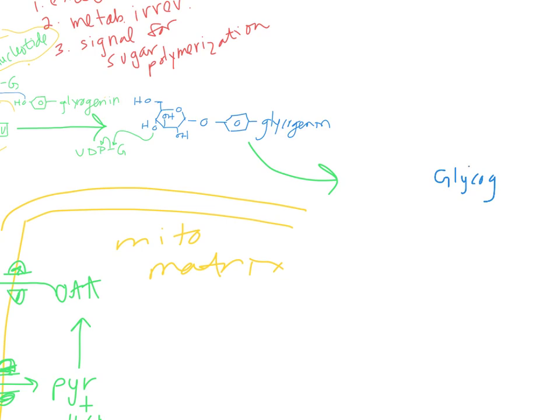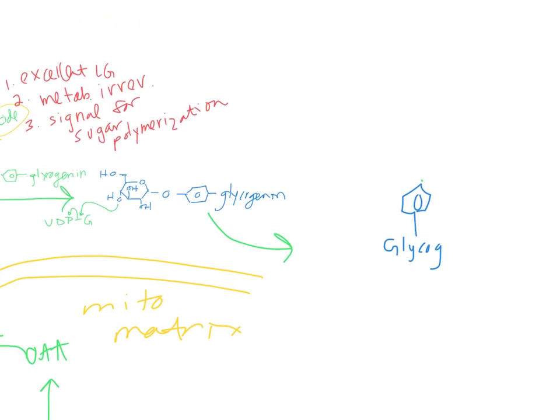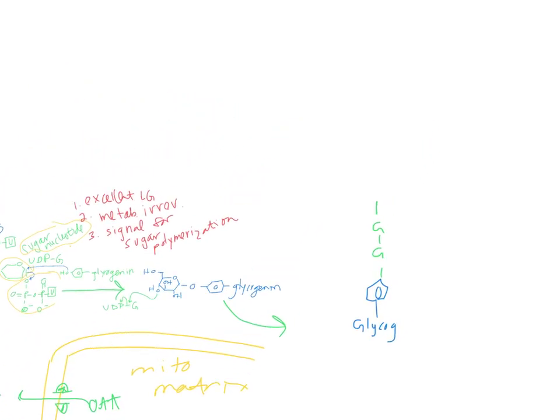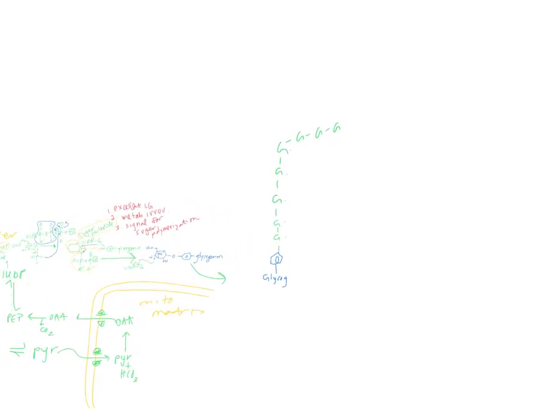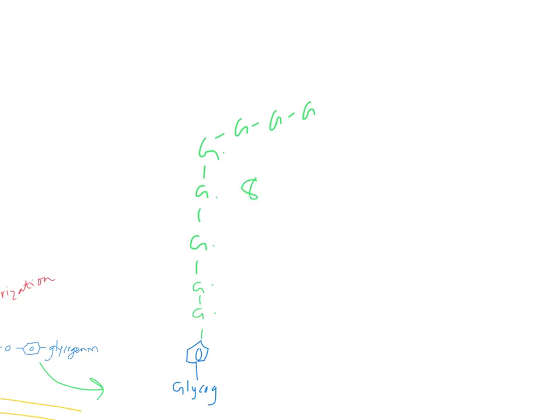and it's attached to the tyrosine, and we get a total of 8 glucoses in a row here, of course. How many is that? 6, 7, 8. So after glycogenin, we can add 8 glucoses. We can add 8 to the chain from glycogenin.